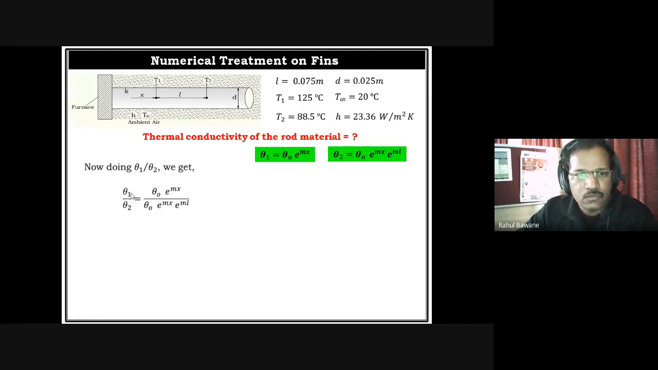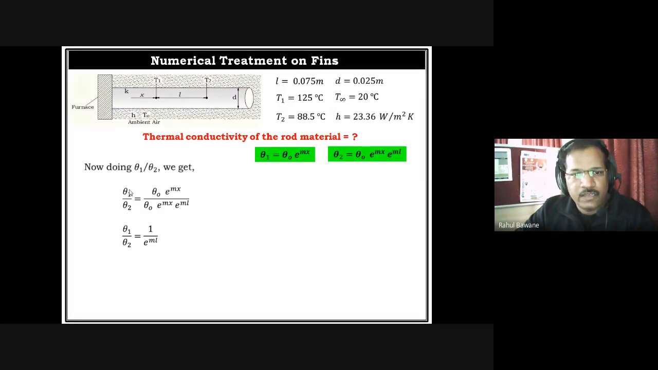So theta 1 upon theta 2. Why only the ratio? Because whatever the common terms are will get directly cancelled. Theta 1 is theta 0 e raised to the power mx. Theta 2 is theta 0 e raised to the power mx e raised to the power ml. Now theta 0 will get cancelled, e raised to the power mx and e raised to the power mx get cancelled, and we have only this one. Theta 1 upon theta 2 is e raised to the power ml.